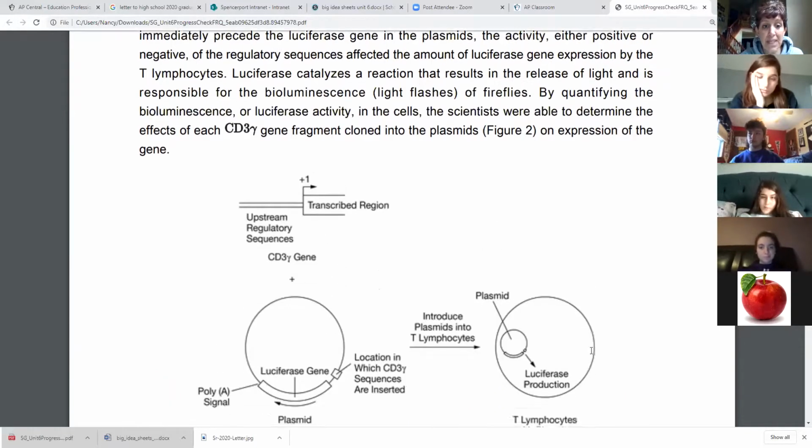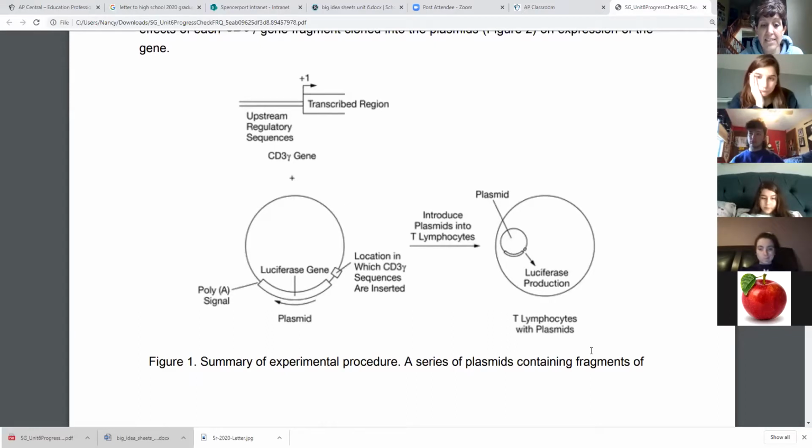Then it shows this plasmid. So it shows this small piece of DNA that they're getting the T lymphocytes to take in. And so you might be thinking in your head, wait a minute, plasmids are for bacteria. Plasmids were first found in bacteria. But if we could get human cells to take in plasmids, we can alter human DNA as well. So that's the research that they're doing.